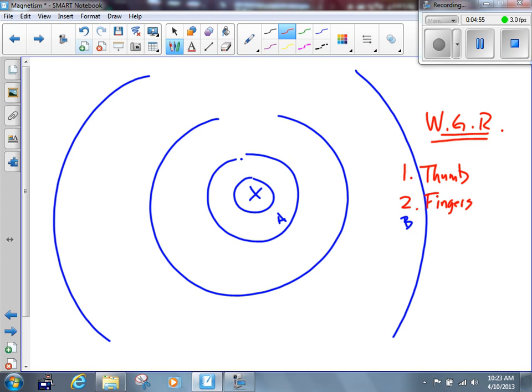No, the thumb doesn't go counterclockwise. Yeah, the thumb is going to go into the page here. The thumb's going to go in the direction of the particle. The particle is moving into the page. The thumb goes into the page. By the way, why are we using our left thumb here as opposed to our right thumb?